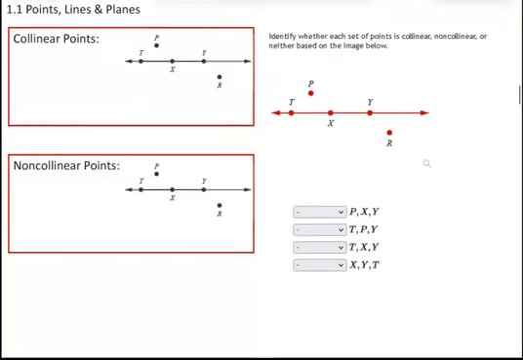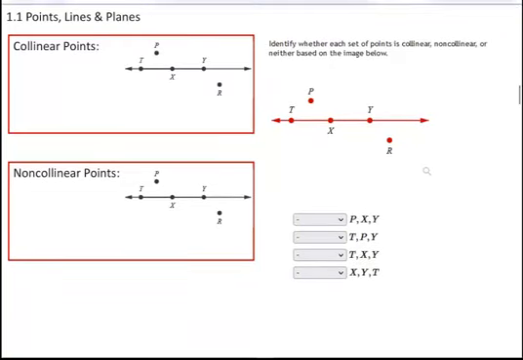Okay, let's take a look at some of the terminology that's going to be used for relating these elements. And we're going to start with points. What words or what phrases can you use to relate sets of points? And the first type is we're going to name them as collinear, non-collinear points.